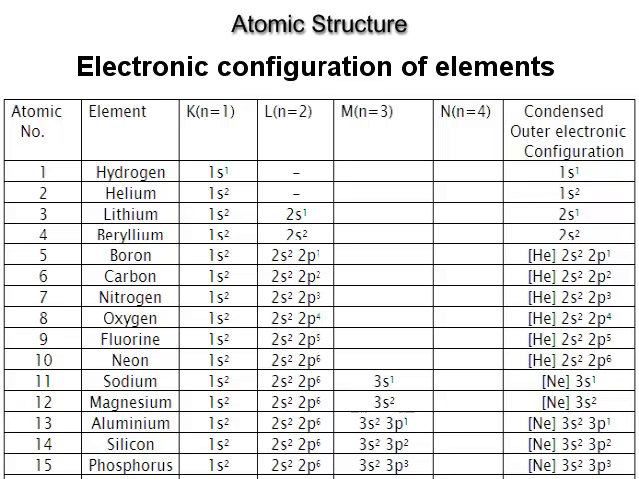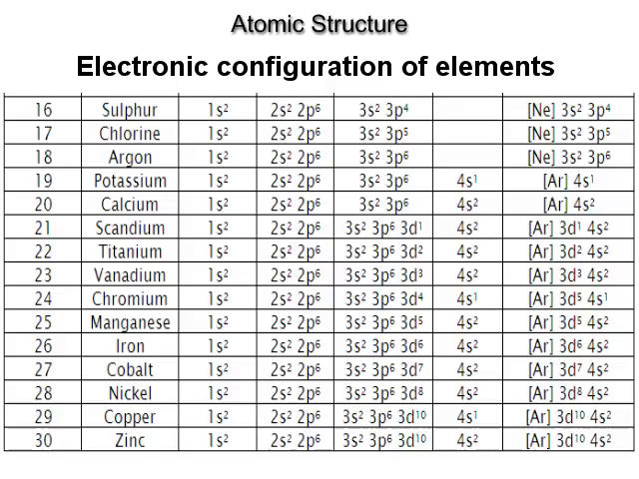The table showing the electronic configuration of elements with atomic number 1 to 30 is shown below.